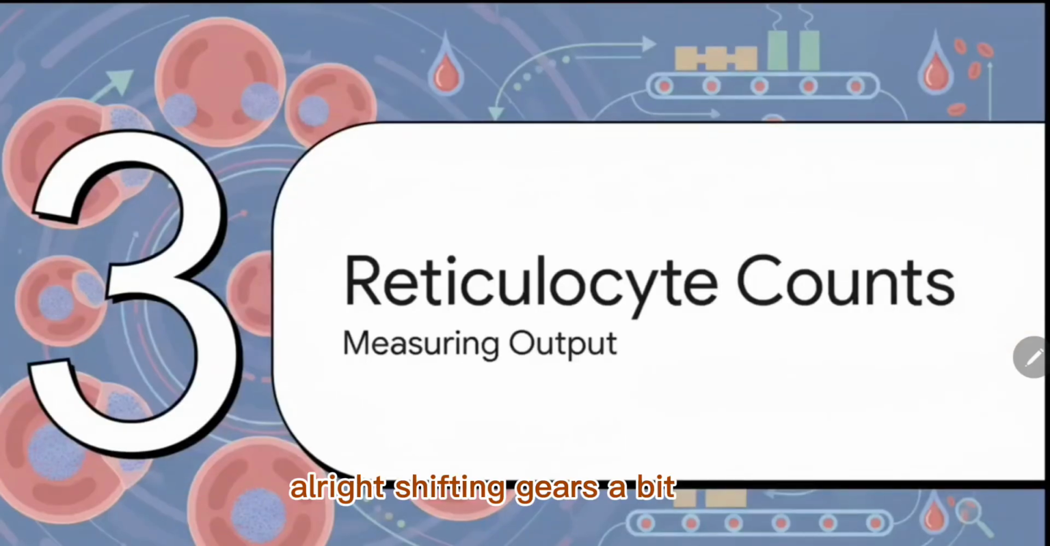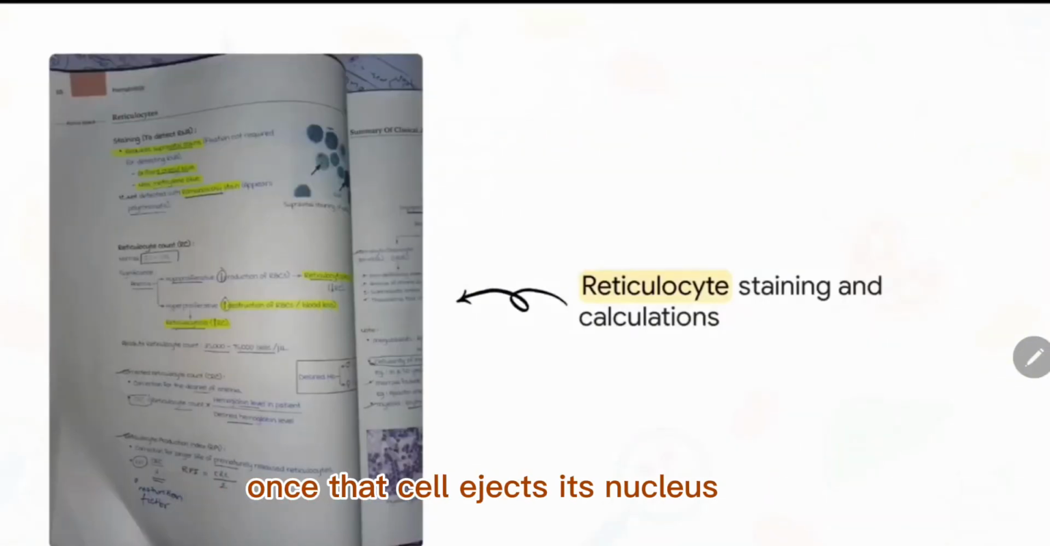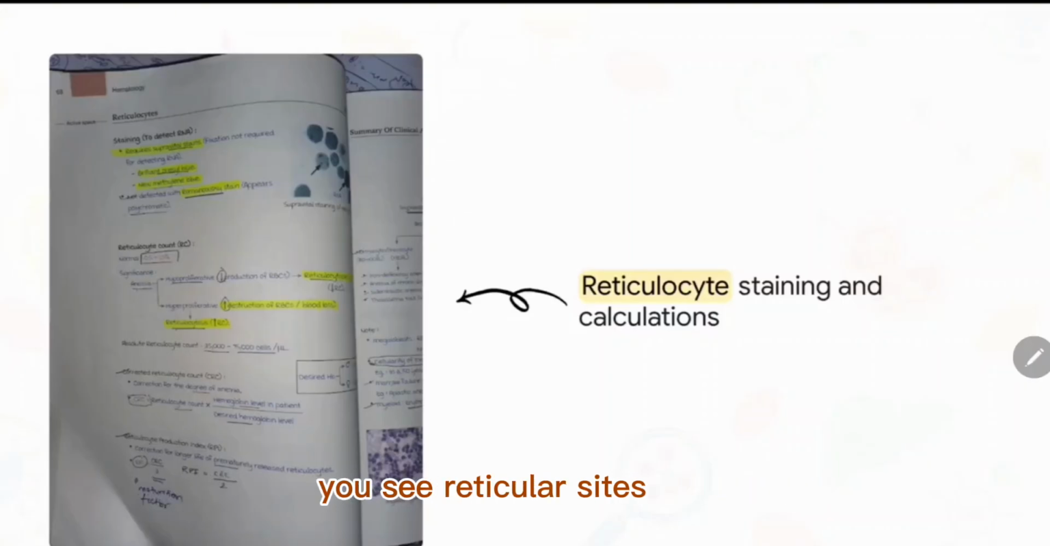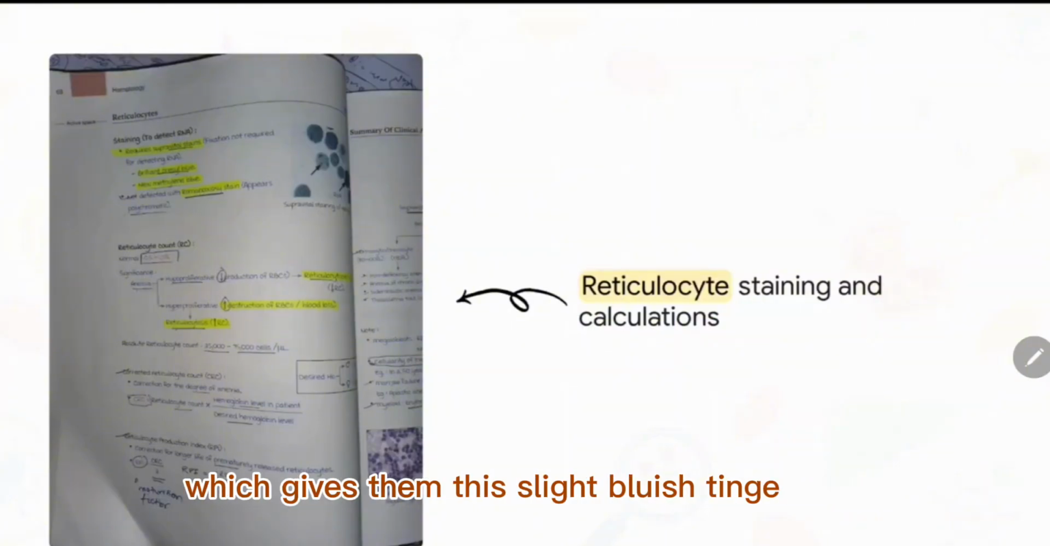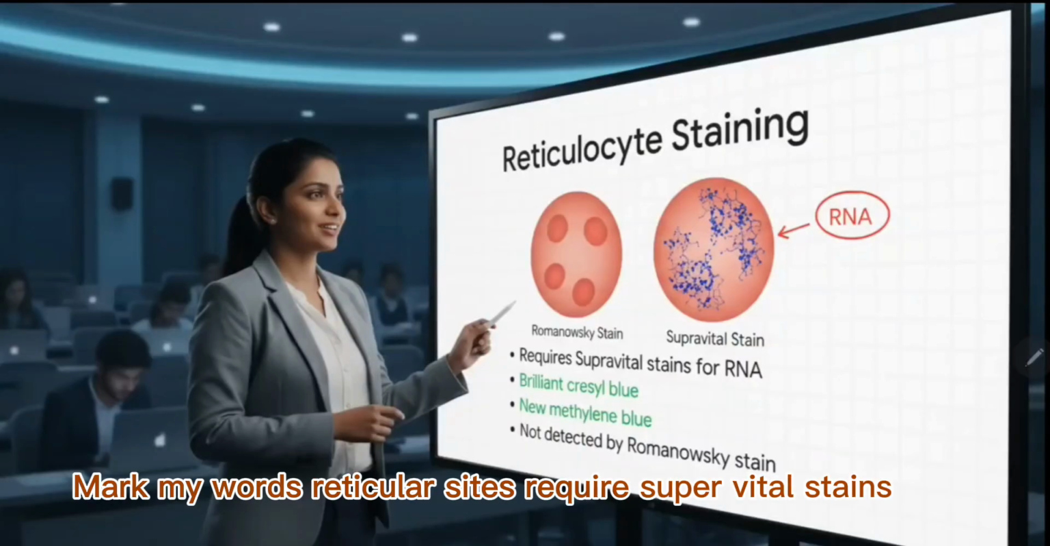All right, shifting gears a bit, let's talk about the factory's final output. Once that cell ejects its nucleus, it officially becomes a reticulocyte. And this particular note highlights an absolutely crucial testing concept. You see, reticulocytes still have a tiny bit of RNA left over in their cytoplasm, which gives them this slight bluish tinge. Now, this is a classic 5-star MCQ point, mark my words.